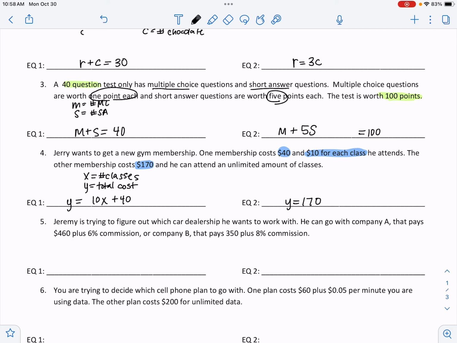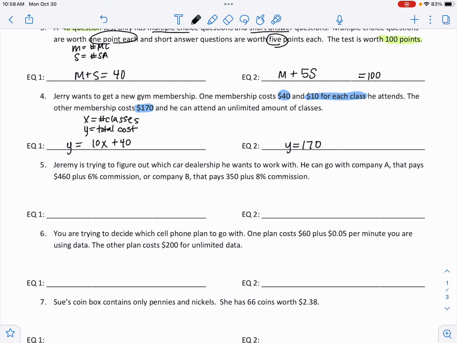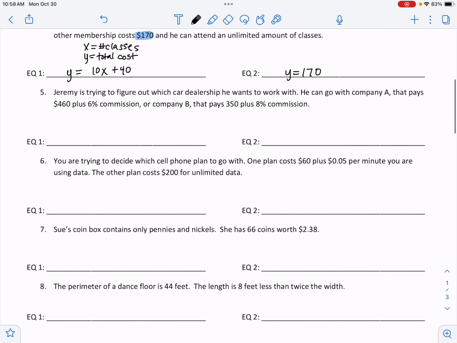All right, this next one is similar as a slope-intercept form equation. It says Jeremy is trying to figure out which car dealership he wants to work with. He can go with company A that pays $460 flat plus 6% commission. Company B pays $350 plus 8% commission. And so our fixed amount is $460 plus 6%. The second equation is $350 plus 8% commission.